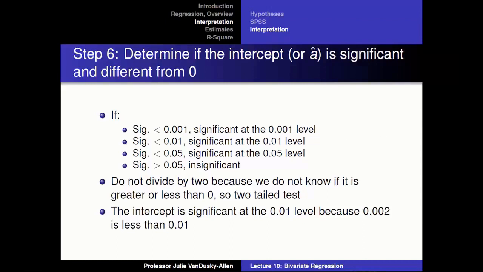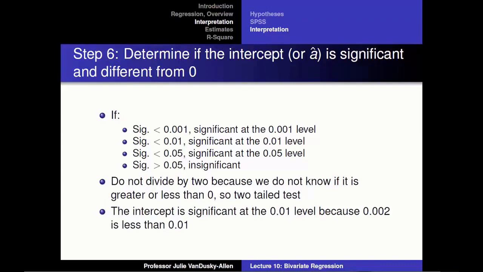If the sig value is less than 0.01, then the intercept is significant at the 0.01 level. If the sig value does not meet this criteria, move on. If the sig value is less than 0.05, then the intercept is significant at the 0.05 level. If the sig value does not meet this criteria, move on. If the sig value is greater than 0.05, the intercept is insignificant and indistinguishable from 0.